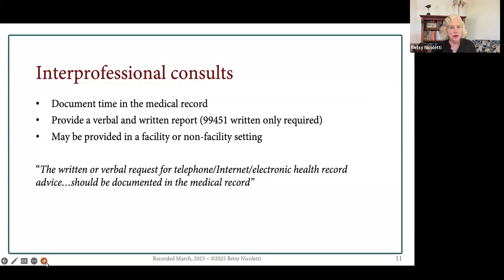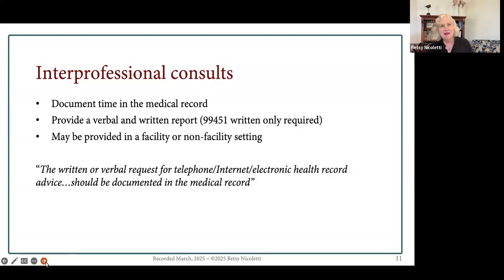Document time in the medical record. Provide a verbal and a written report. Can be provided in a facility or non-facility setting. And the written or verbal request for this service should be documented in the medical record.